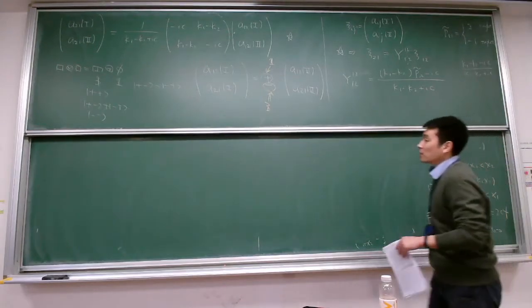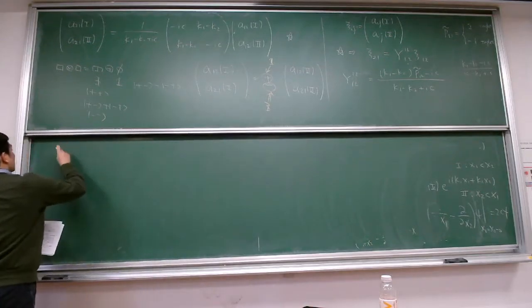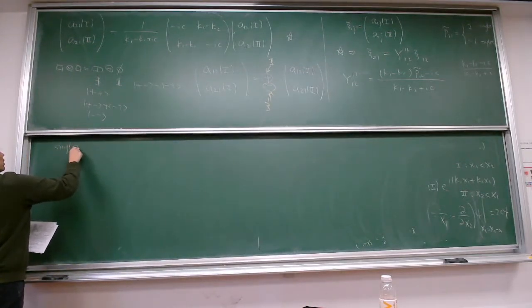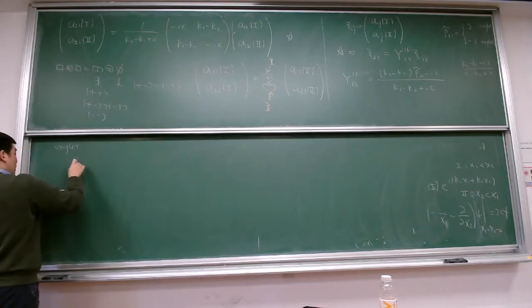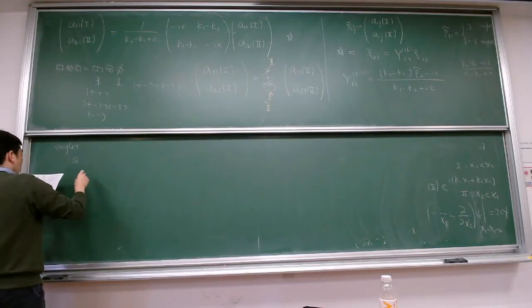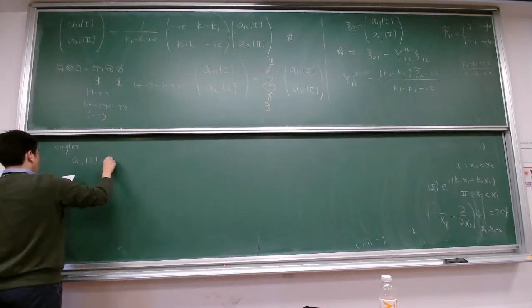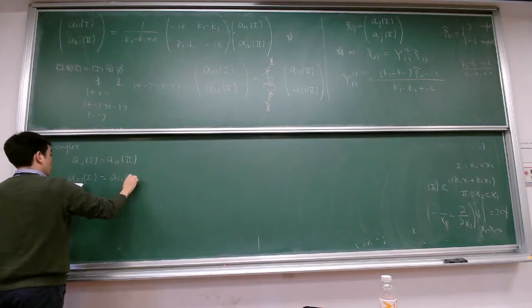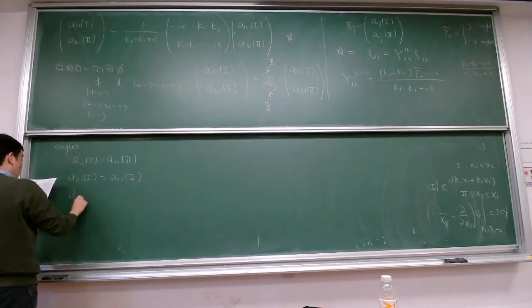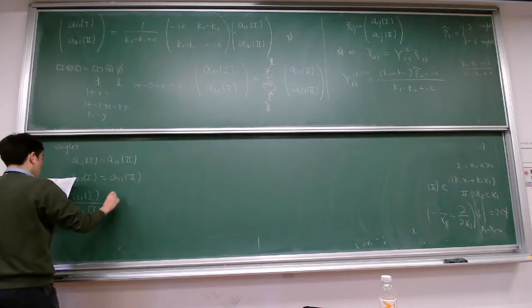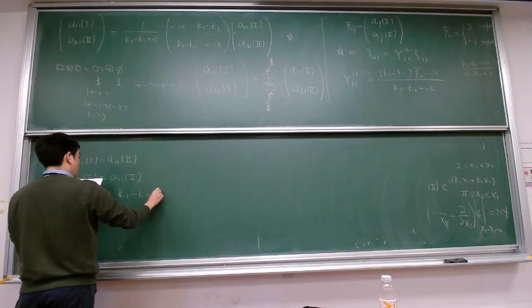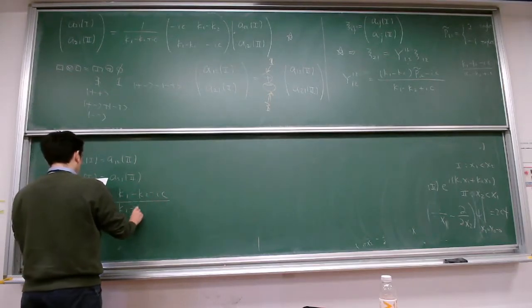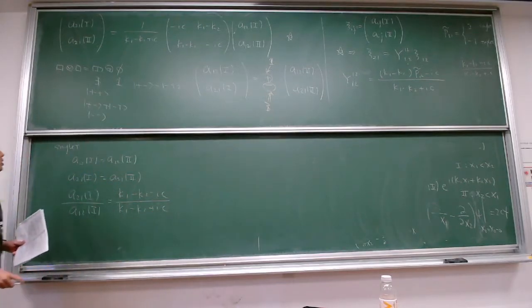So let's look at the singlet case. You just have A. A12 of region 1 is equal to A12 of region 2, and A21 of region 1 is equal to A21 of region 2. If you take the ratio of A21 and A12, it is indeed equal to K1 minus K2 minus IC over K1 minus K2 plus IC. Okay, so this is the singlet case.